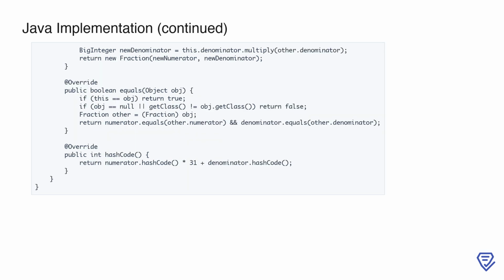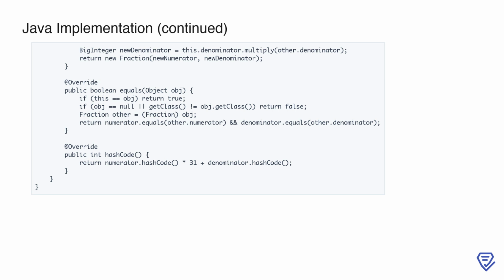The Fraction class also includes an add method to combine two fractions. This method calculates the new numerator by cross-multiplying the numerators and denominators of both fractions and summing the results. The new denominator is the product of the two denominators. It then returns a new Fraction object representing the summed value, again simplifying it in the constructor.